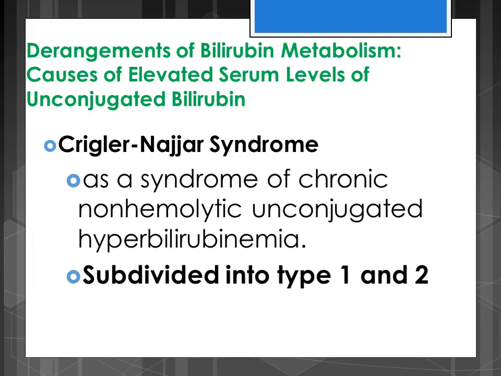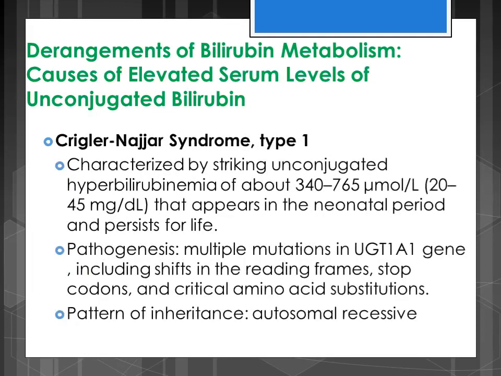So, the Crigler-Najjar syndrome is subdivided into two types, type 1 and type 2. Mas malala yung type 1, it is more severe as compared to type 2. Crigler-Najjar syndrome type 1 is characterized by striking unconjugated hyperbilirubinemia of about 20 to 45 milligrams per dL. Imagine 20 to 45 milligrams. That is very high hyperbilirubinemia that appears in the neonatal period and persists for life.